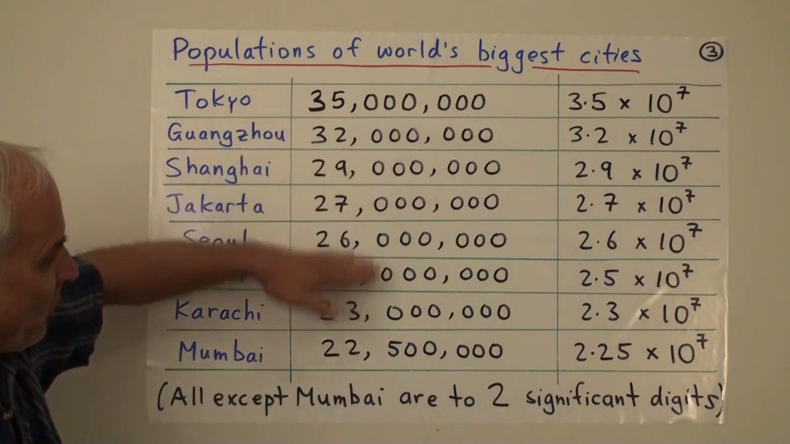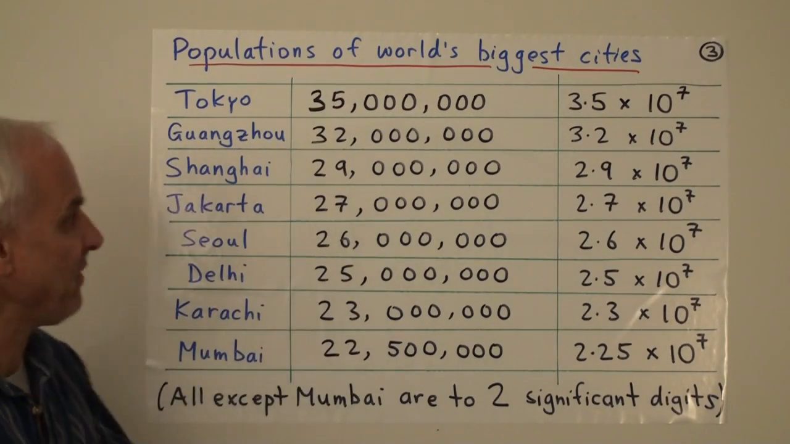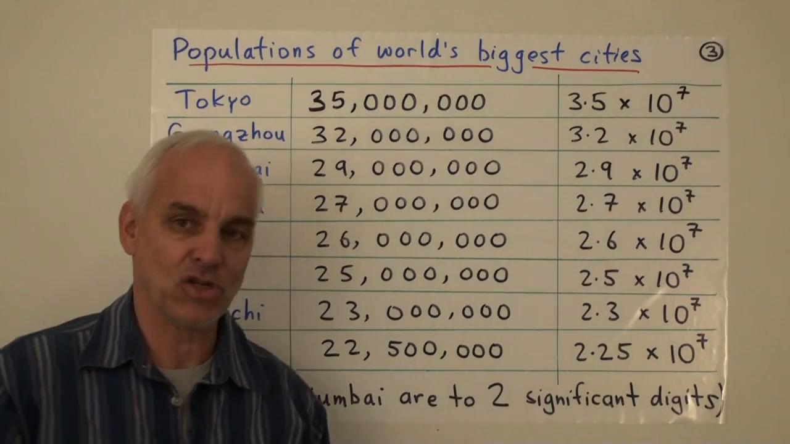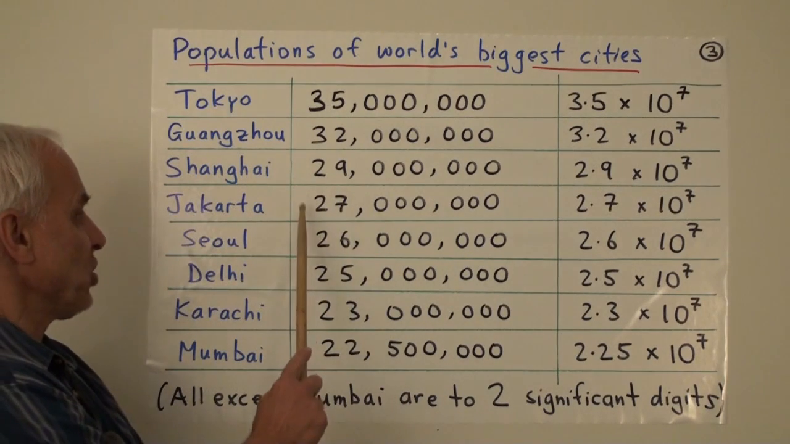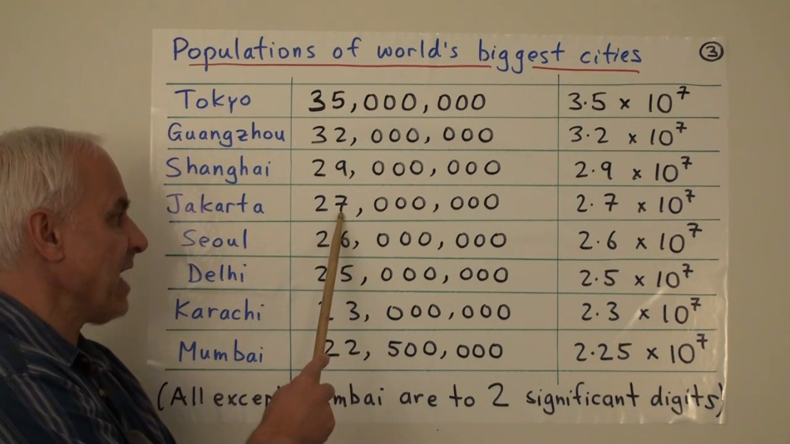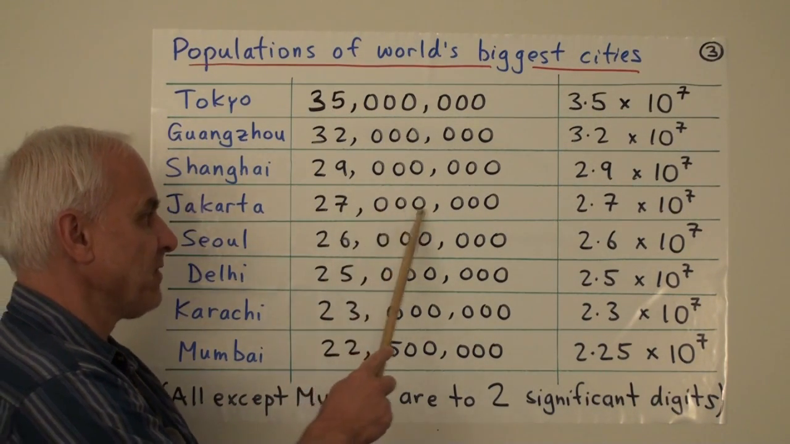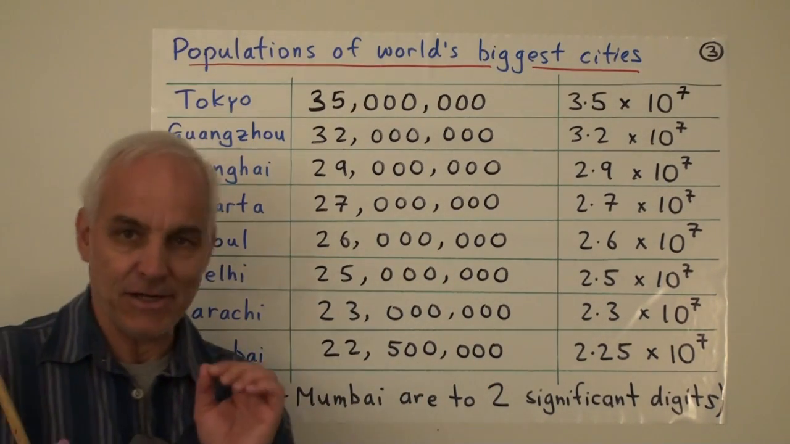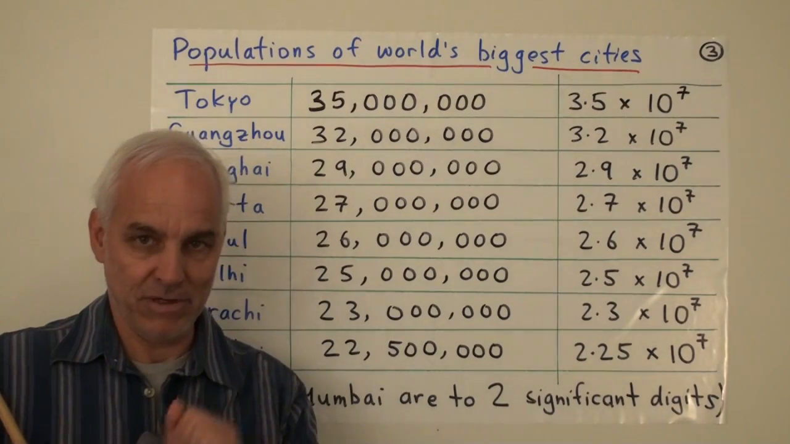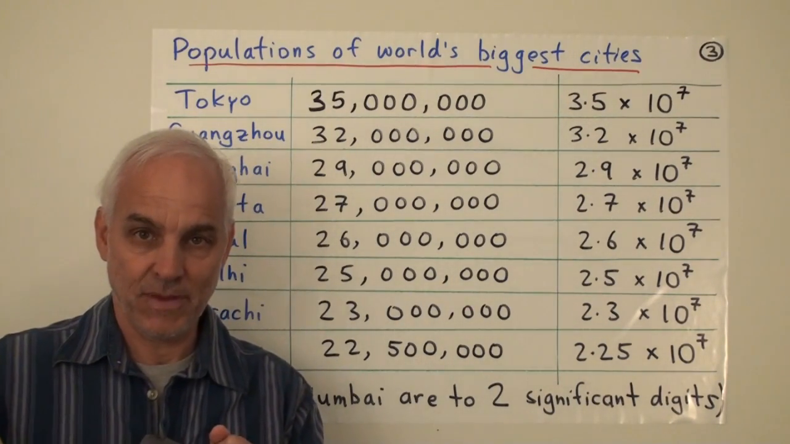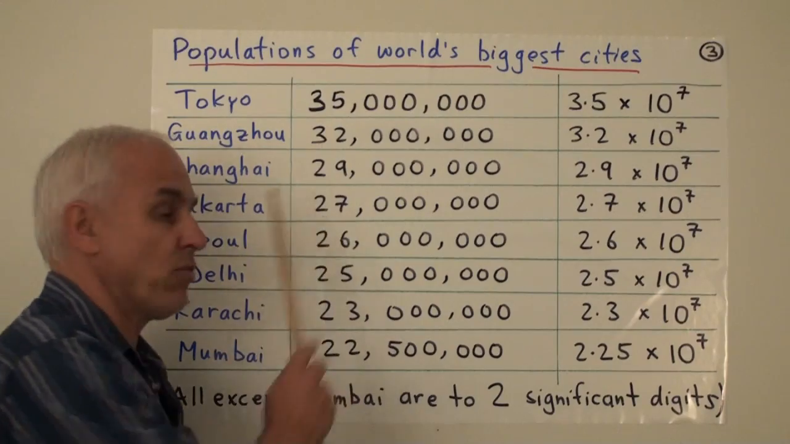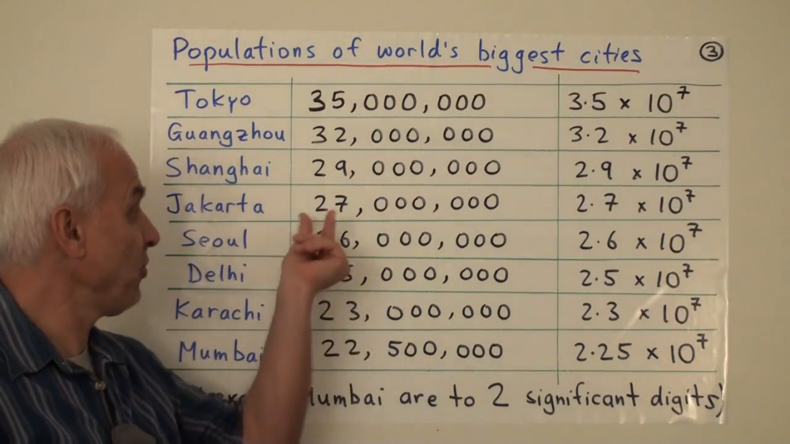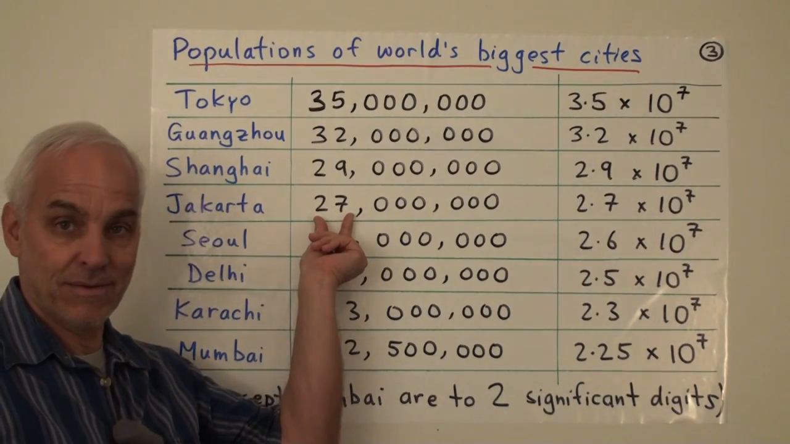Now in all of these, except for the last one, I've given you the total to what's called 2 significant digits. So for example, for Jakarta, I've said 27 million, and then there's lots of zeros here. Now these zeros don't mean that there are exactly 27 million people in Jakarta. That would be ridiculous. What it means is that there's roughly 27 million people and that I've rounded things up or down to the nearest million.